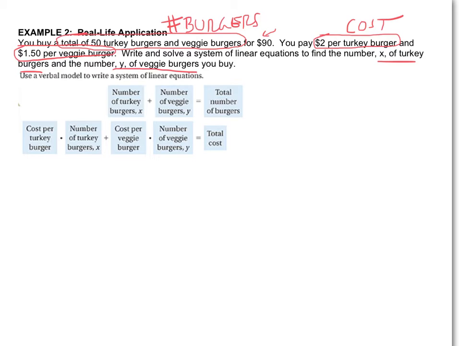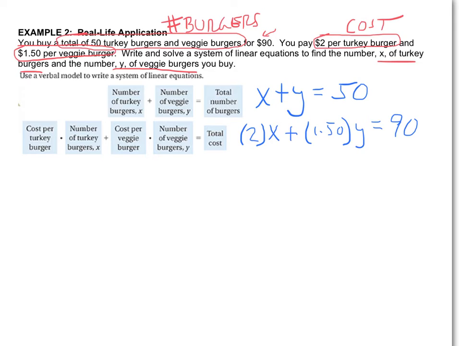So down here we have the little verbal models to see how that works. The first one we were just referring to: the number of turkey burgers plus the number of veggie burgers equals 50. And again, we're not really sure how much of each. We know they add up to 50. So that by itself is not enough information. The second one, when I look at the turkey burgers, $2 for each burger times the number of them plus $1.50 for the veggie burgers times the number of them. If I add those together, I know I spent $90. So that's basically our system.